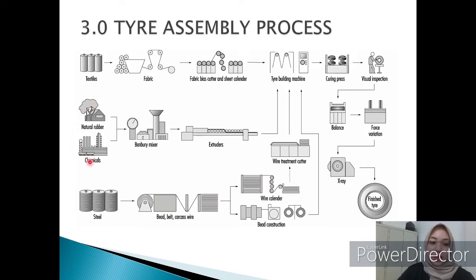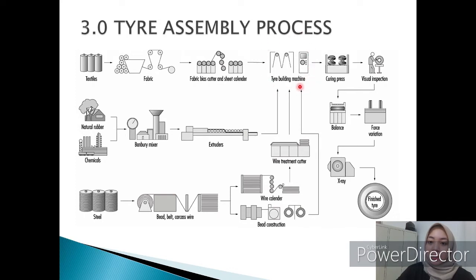The second part is a combination of natural rubber and chemicals through the banbury mixer. The mixture will go to the extrude process and then be sent to the tyre building machine. For the third part, it is steel. Then it goes through the bead, belt, and carcass wire process. Then it will divide into two sections, which are wire calendar and bead construction. For the wire calendar, it will go through the wire treatment cutter first, then be sent to the tyre building machine. For bead construction, it will go straight to the tyre building machine.